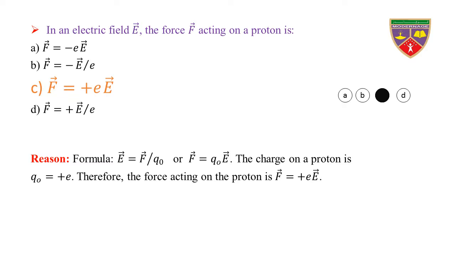Reason: formula. Electric field intensity is equal to force vector divided by the test charge q₀, or F vector = q₀ E vector. The charge on a proton is q₀ = +e. Therefore, the force acting on the proton is F = +e times E vector. Hence, the force acting on a proton is F = +e E.